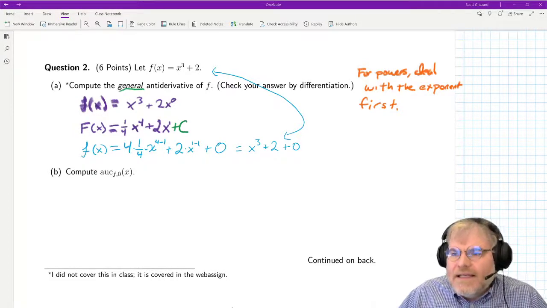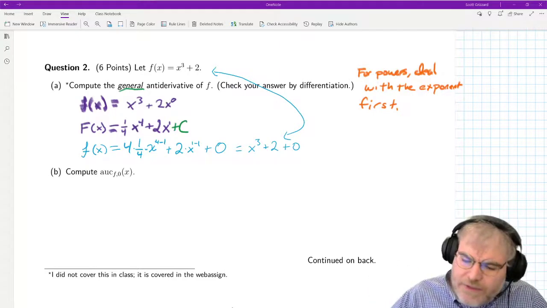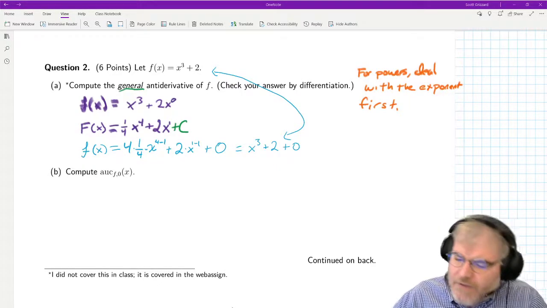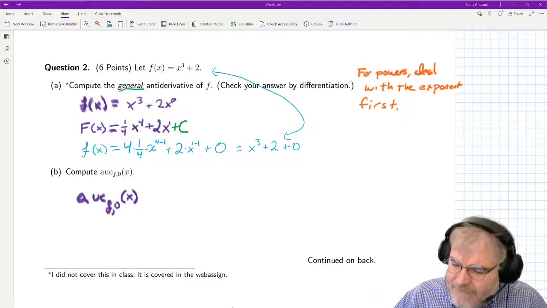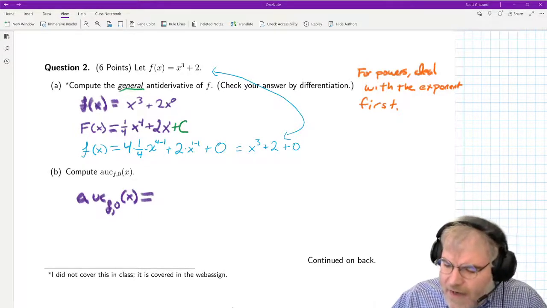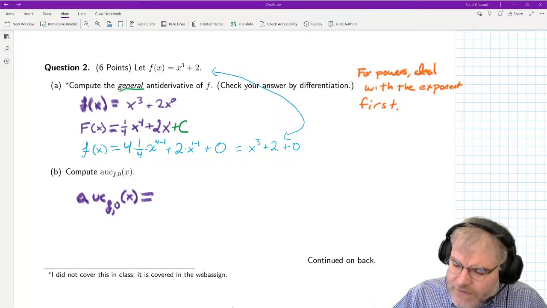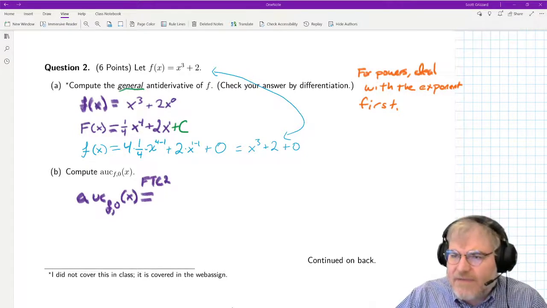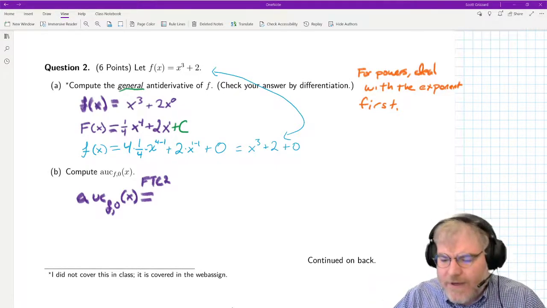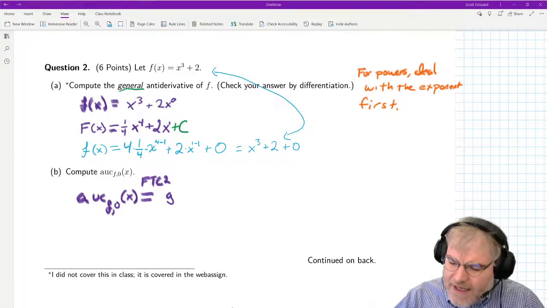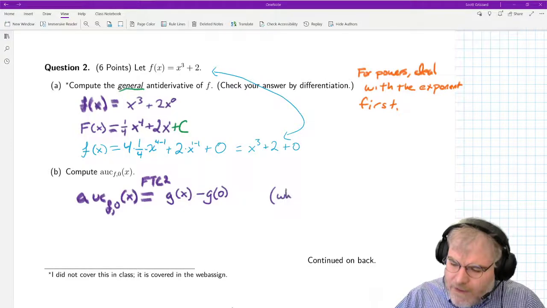Okay. Now I want to compute the area under the curve. So what I'm going to do is use the fundamental theorem of calculus to do this, okay? So the area under the curve of f of x equals, now I'm going to say it's by FTC2, and I could write this several ways. I could write this with the capital F, but remember that capital F is really a family of functions. I'm going to pick one. So I'm going to say g of x minus g of 0, where g of x equals 1/4 x to the 4th plus 2x.